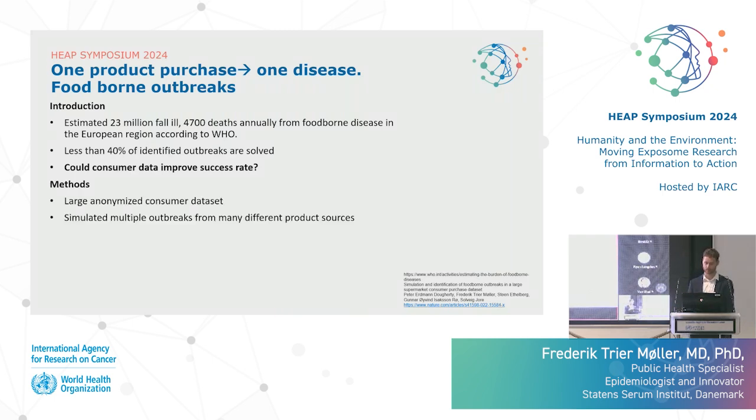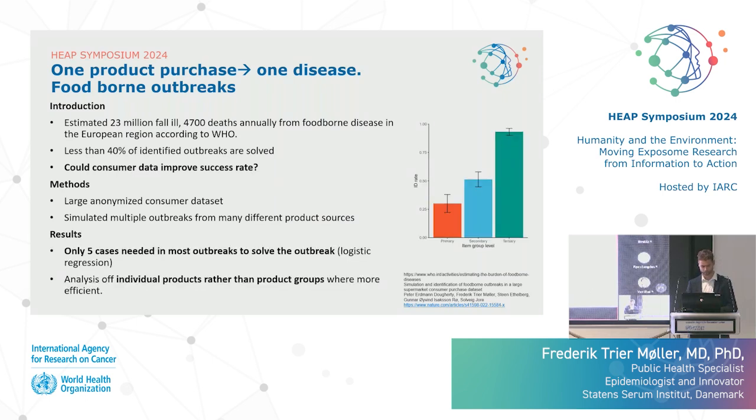So we did try to look at it using a large and anonymized data set where we simulated multiple outbreaks from many different product sources. And what we found was that we only needed 5 cases in most outbreaks to be able to solve the outbreak using a simple logistic regression approach. And we can also see, and that's what you can see on the graph on the right-hand side, that as we looked at the individual products rather than looking at the product groups, we were able to solve more outbreaks. And the product groups actually relates to what you would typically get from questionnaire data.